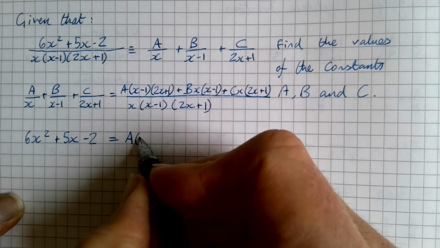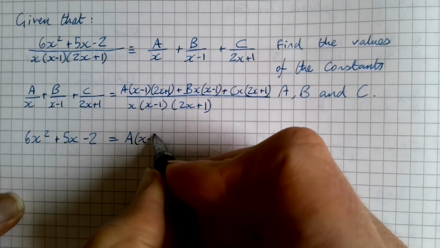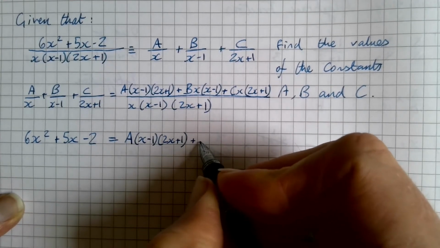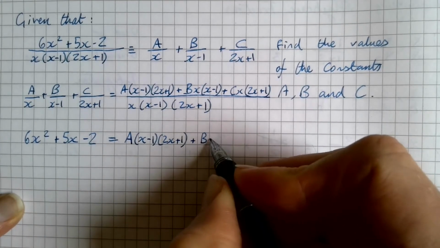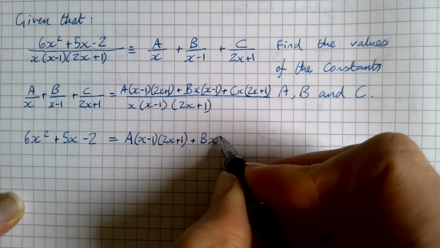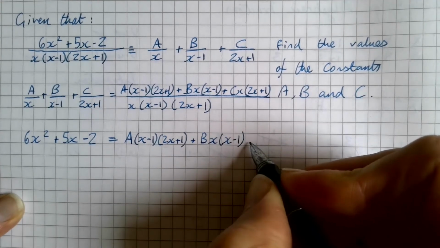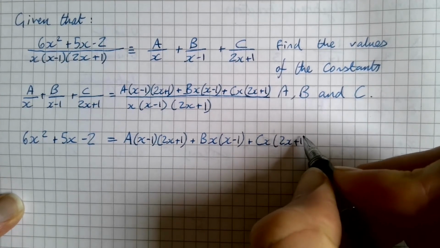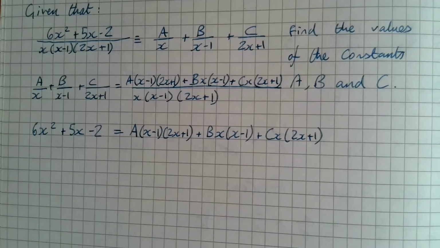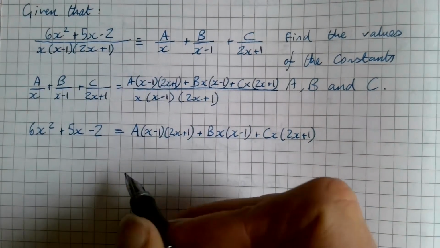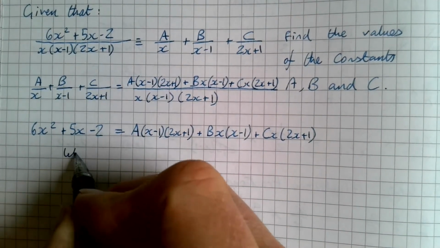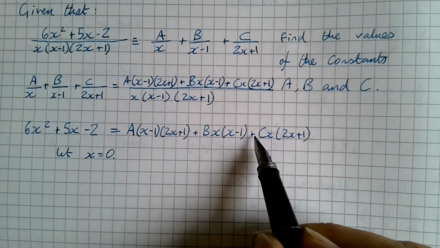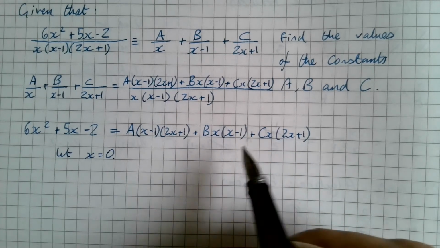So a(x - 1)(2x + 1) + b(x - 1) + c x(2x + 1), like that. So I'm going to say let x equal 0. So this is substitution. That's going to wipe out all of those and all of those.